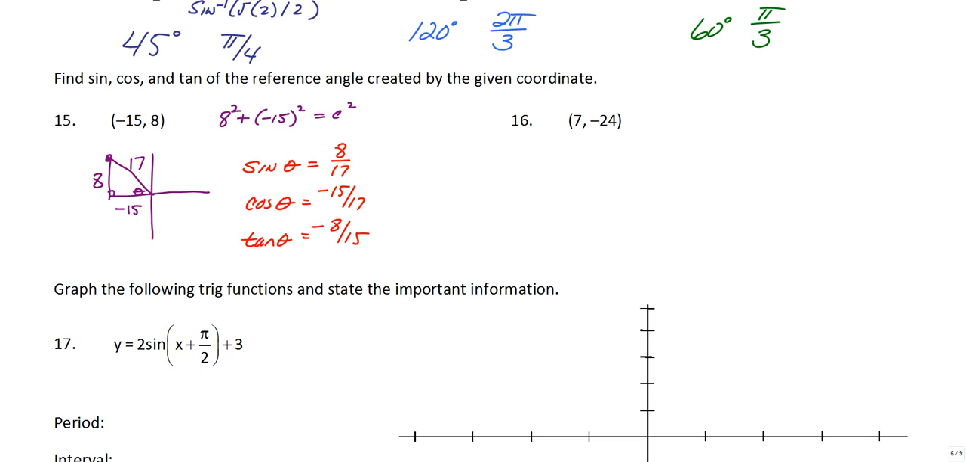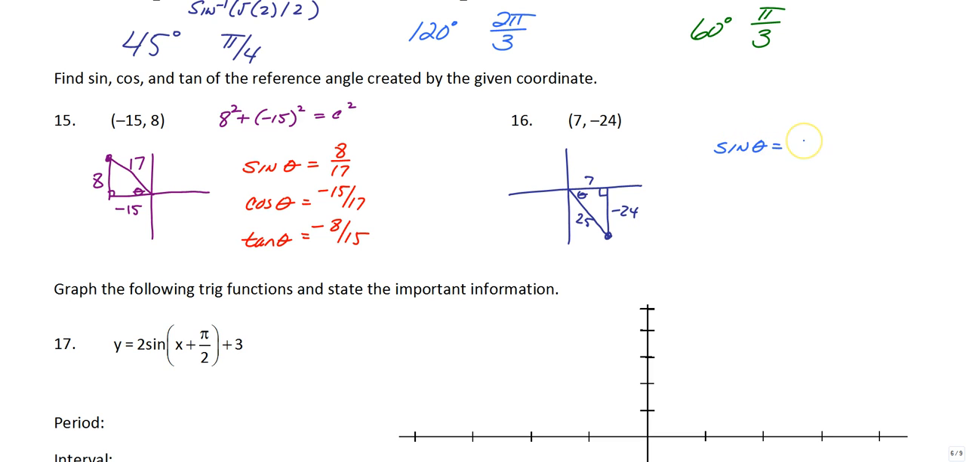So in the second example, we would do the exact same thing, but we would go to +7, -24, and we would always draw our reference angle to the x-axis. And we have a +7 for x, a -24 for y. This time, if you do the Pythagorean theorem correctly, you would get 25 for your hypotenuse. Now, the hypotenuse is always going to be positive. We don't ever have a negative hypotenuse. So, just go stand on your reference angle.